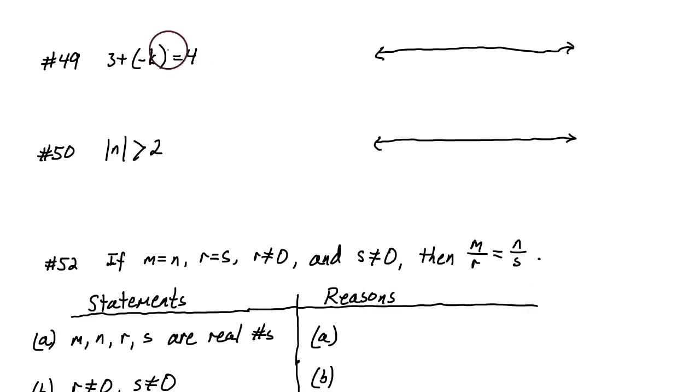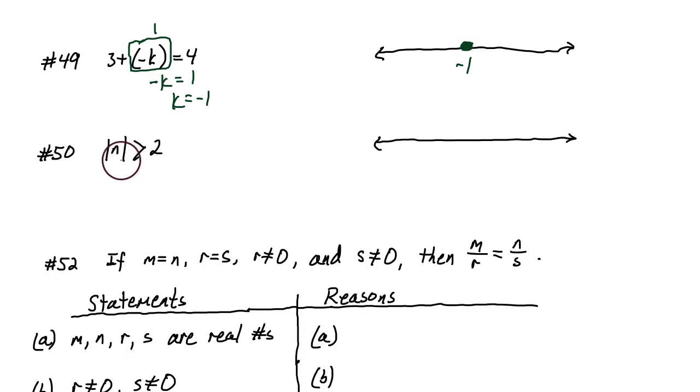Now number 49. This expression must turn out to be 1, because 3 plus 1 would make 4. So we know that -k has to be a 1. Therefore, k is -1. That's a dot at -1.